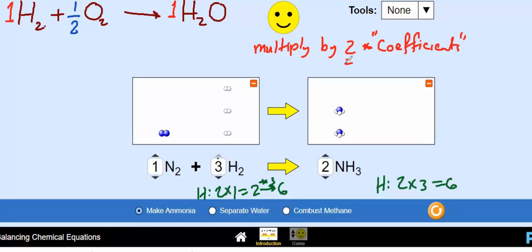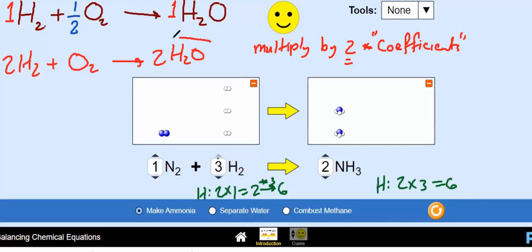Why do we multiply by 2? Because we need to get rid of the fraction. So you multiply by the denominator of that fraction. So multiply everything by 2. This will give you 2H2. 1/2 times 2 will give you 1 O2. Blank means 1. And 1 times 2 will give you 2H2O.